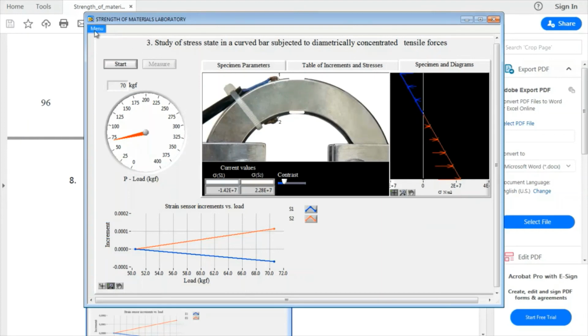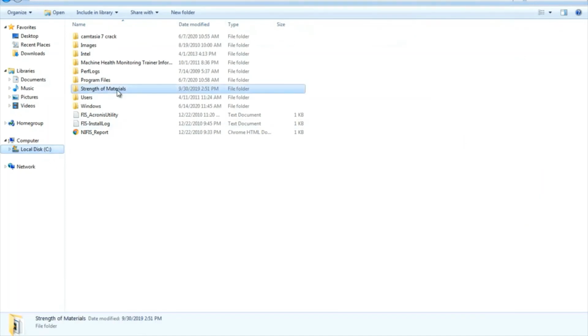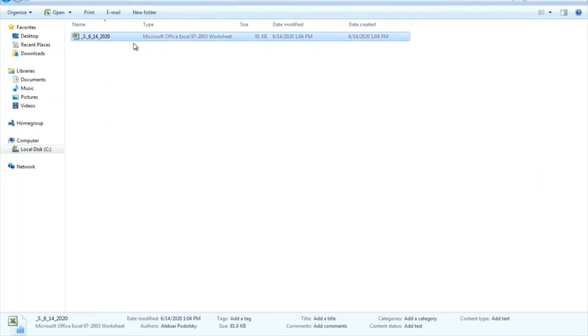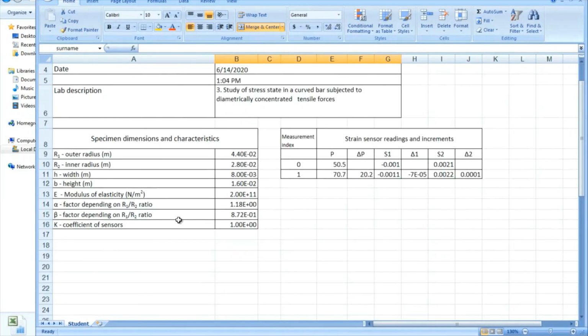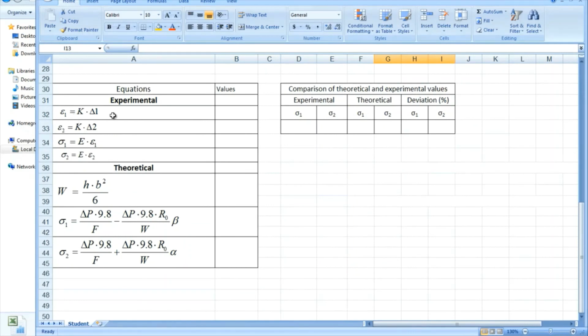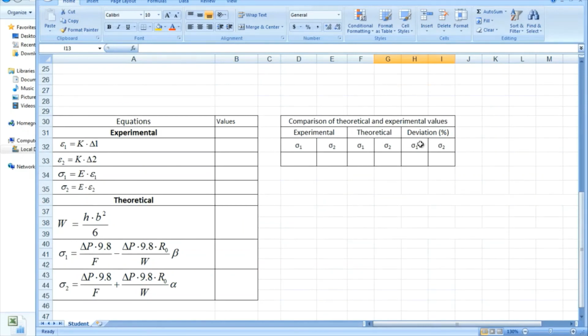If I want to save this data, same as before, go to save. An Excel file will be generated. It's available in my computer, strength of material, Excel files, and this is our file. If I double click, you will find that data for inner radius, outer radius, everything, the readings that you have got for forces and sensors, and a table helps you to calculate the values of strains, stresses, and everything, and finally to compare the experimental and theoretical data.